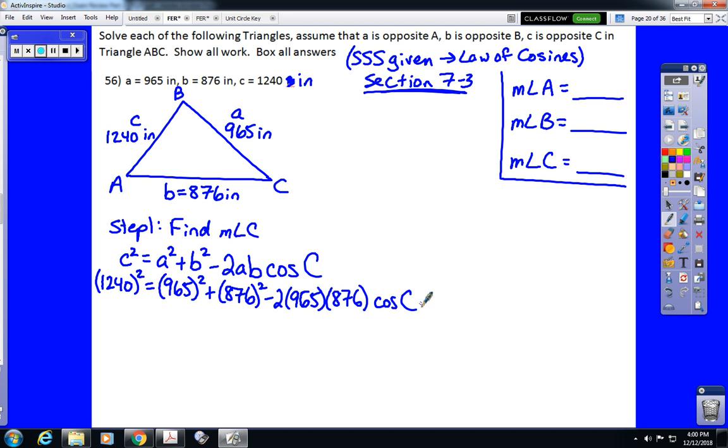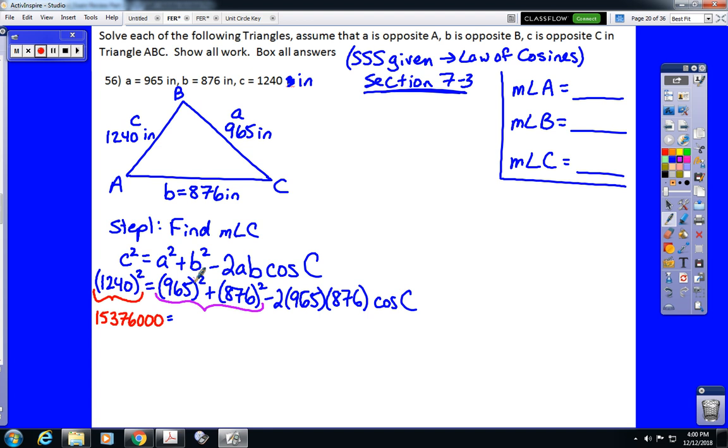Now it's worth noting that we cannot put all of this into the calculator at one time. There are essentially three pieces that we can evaluate on the calculator right now. We can do 1,240 squared, which is a fairly large number. It is 1,537,600. And we can do 965 squared plus 876 squared. We can do all of this at one time.